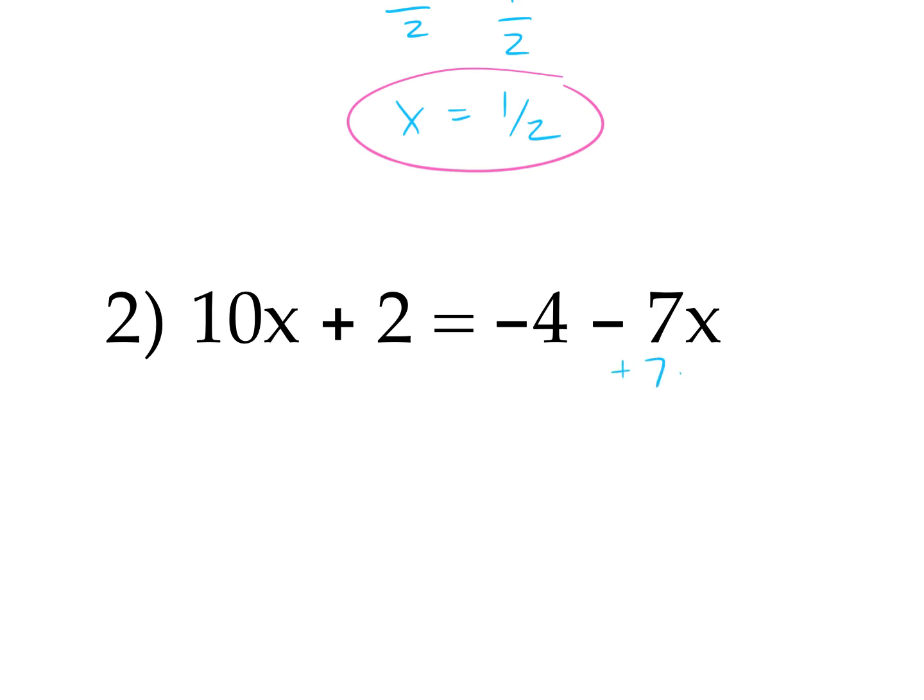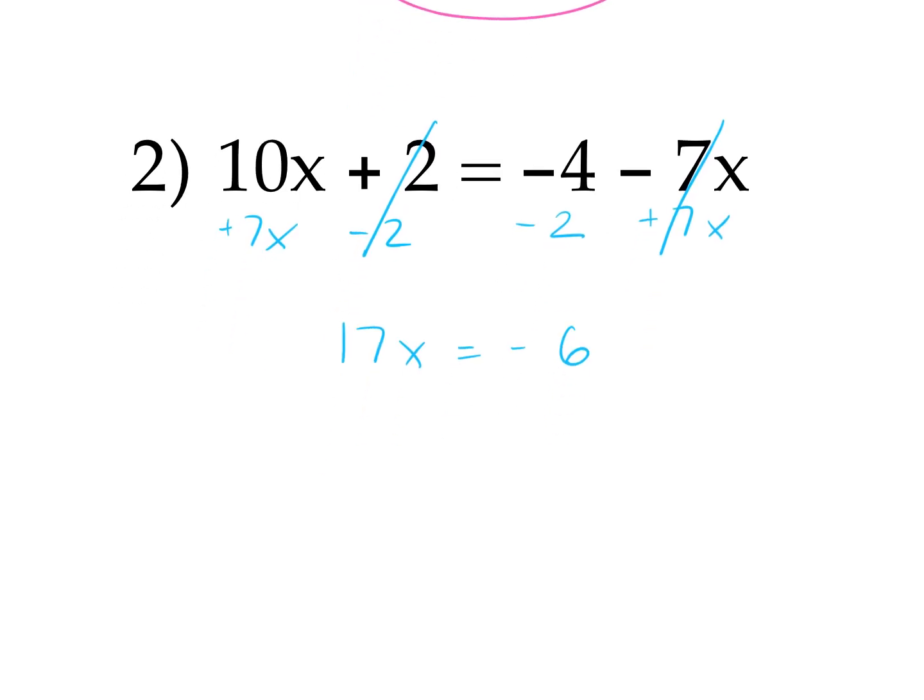Add the 7x. We're going to combine our like terms to move the x's to one side, and that means we have to move the numbers to the other. Just be super careful when moving things around. Remember, you have to do the opposite. So if you're adding to move it to the other side, you subtract to do the opposite. So here we have 17x is equal to negative 6. What do we do next? Divide both sides by 17. So x is equal to negative 6 over 17.